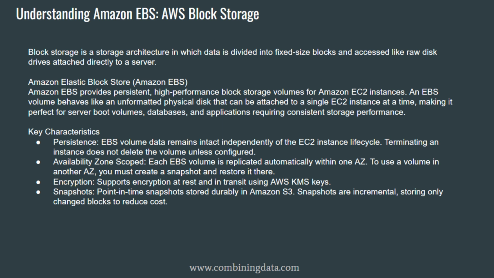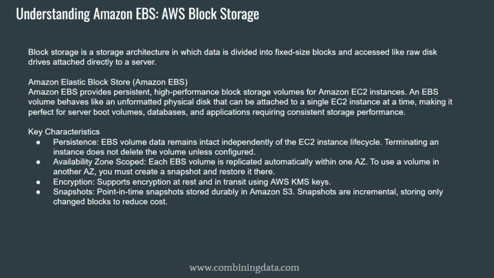In AWS, the primary block storage service you need to understand is Amazon Elastic Block Store, or Amazon EBS. Amazon EBS provides persistent block storage volumes that you attach to Amazon EC2 instances. Once attached, an EBS volume behaves like a physical disk drive. You can install an operating system on it, store application files, or run databases that require consistent performance and low latency.